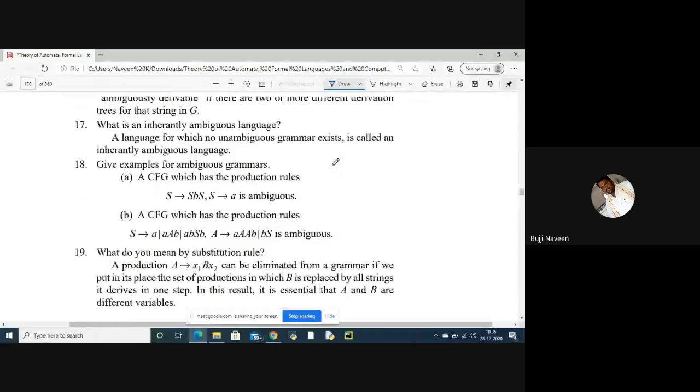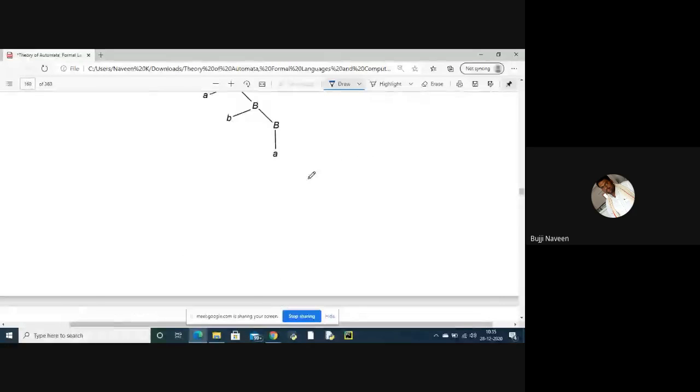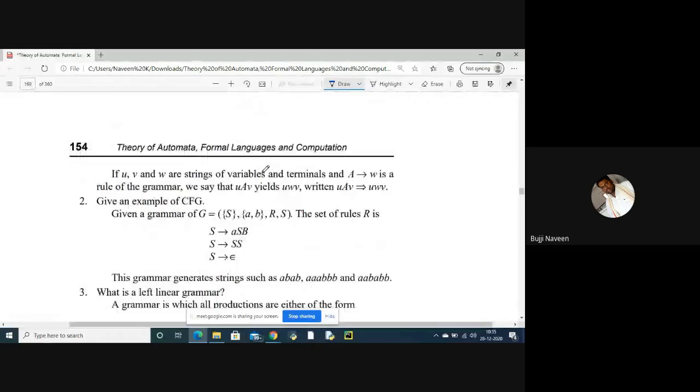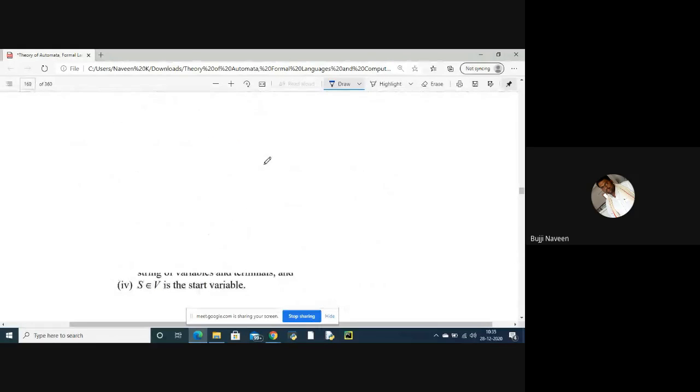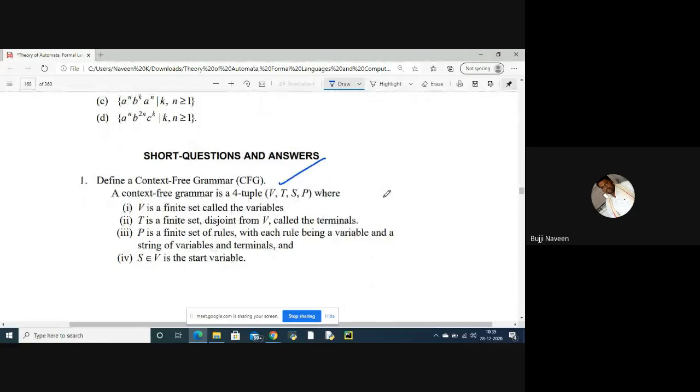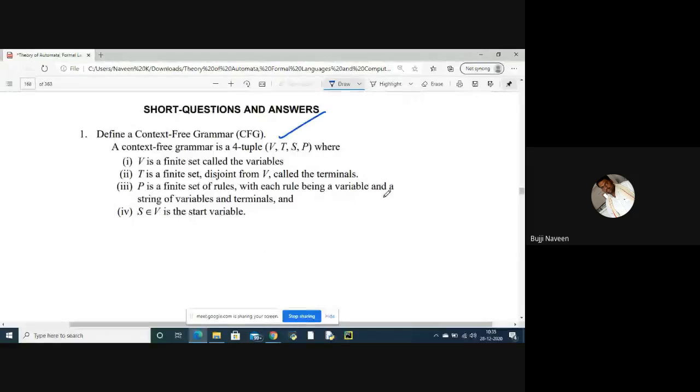Okay, here we have some objective questions, or some 2 mark questions, which will help you to find the answers also. The first question is: define context-free grammar. Actually, we know the context-free grammar is a grammar which contains the 4-tuple symbol. It is V, T, P, S, where V is the set of non-terminals, T is the set of terminals, S is the starting symbol, and P is the productions.